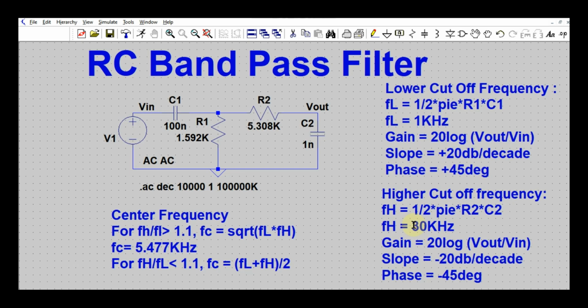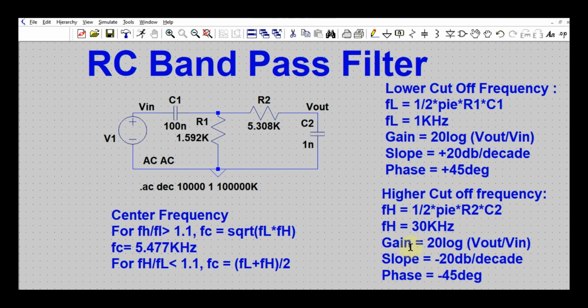Okay, so that means, since this is low pass filter, it passes frequency below 30 kilohertz, but it attenuates the frequency above 30 kilohertz. Okay, so the gain of this circuit is given by gain equals to 20 log V out divided by V in, and the slope for this low pass filter is given by minus 20 dB per decade, and the phase shift is minus 45 degree.